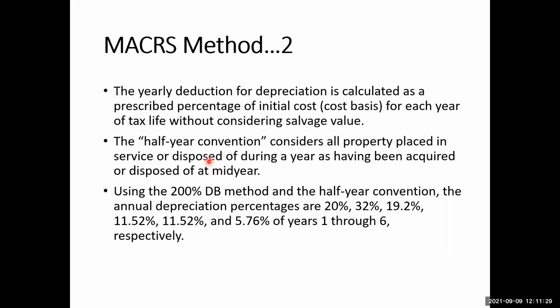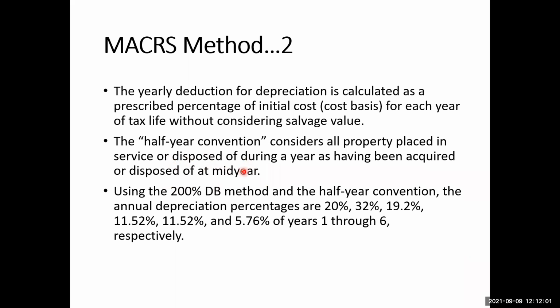This type of convention is used only for convenience, for the uniformity of the methods used across the years. So that's why it is called the half-year convention. It considers all the property placed in service or disposed of during the year as having been acquired or disposed of at mid-year. So does it mean that it also relates with the disposal year as well?